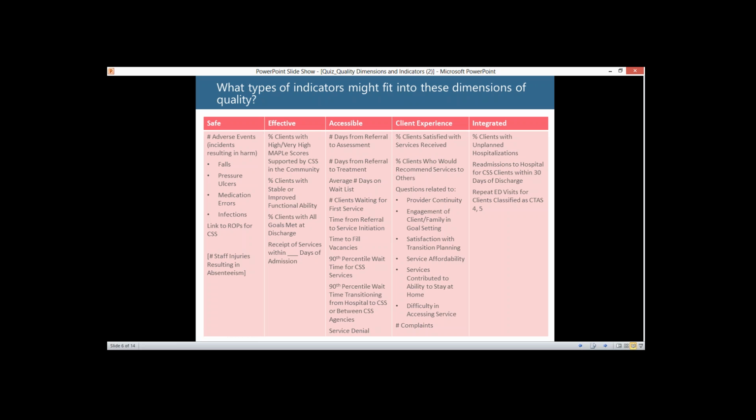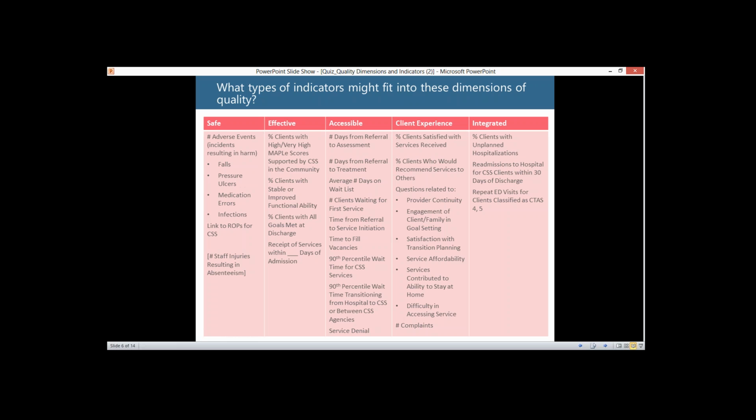The safe dimension is fairly simple, including any type of adverse or critical events that might occur within your organization, such as falls, pressure ulcers, medication errors, etc. Alternatively, you might want to link indicators within this dimension to required organizational practices required for accreditation. Some organizations include staff injury in this dimension, although the 5 dimensions of quality really are intended to include only client-facing indicators.